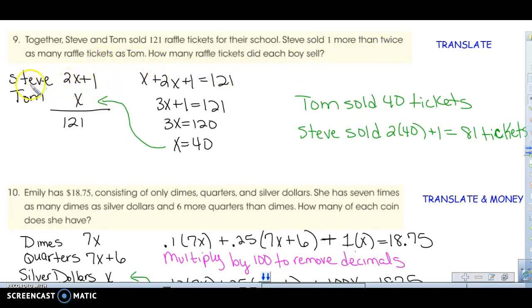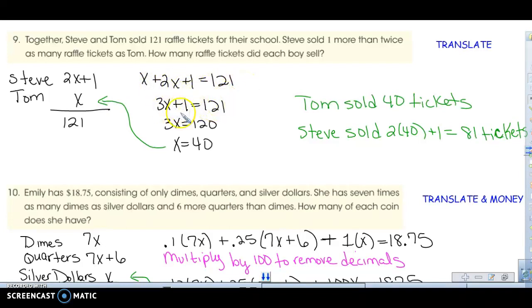So notice here when I represent Steve, I represent it as one more, so addition, twice as many as Tom. Since we don't know how many Tom sold, we label him X, and Steve would be 2X plus 1. Again, the one more than twice. How many raffle tickets did they each sell? Well, we have the total, so what we do is we put this together in an equation. The amount that Tom sold plus Steve's equals the total.